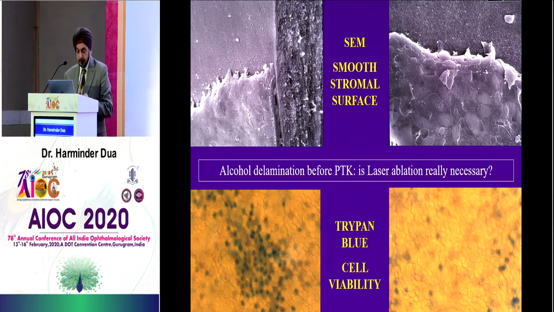Of the cells that you take off with alcohol delamination, about 70 to 30 percent in that range are dead or alive, whichever way you want to look at it. So all the blue cells are the dead cells. The non-staining cells are the live cells. So you may have a lot of living cells or a fair amount of dead cells. When you have a lot of living cells and you put the sheet back on the surface, it tends to stay live and attach.